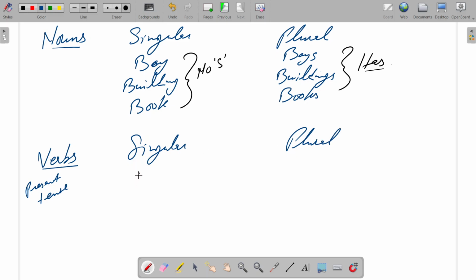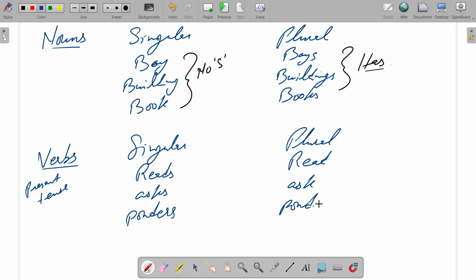The singular form has an S. Reads, asks. Give me another word. Right? Let's take a fancy one. Ponders. The plural form will be without the S. Read, ask, ponder. Okay? So you can see that the singular form of the verb has the S and the plural form does not have S.